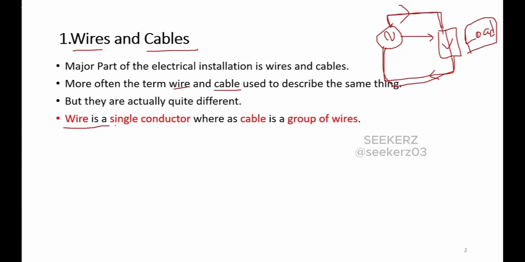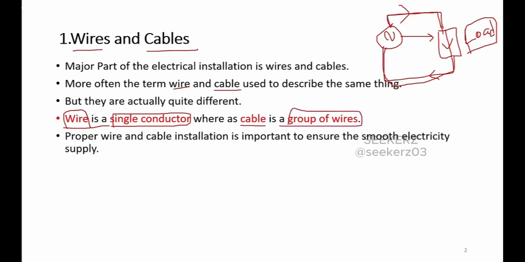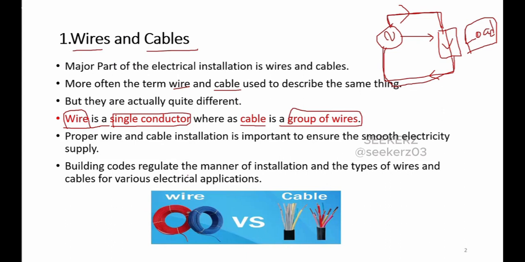Actually, we can use the term wire only for a single conductor. But we can use cable for a single conductor or for a group of wires. You can understand here. Here we have only one single conductor, so this is called a wire. But in cables you can find so many wires gathered together. So that is the difference between wire and cable.